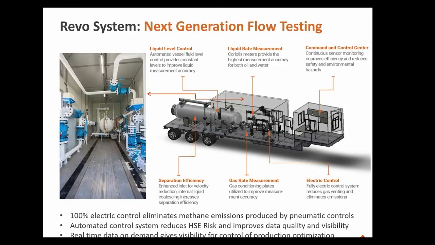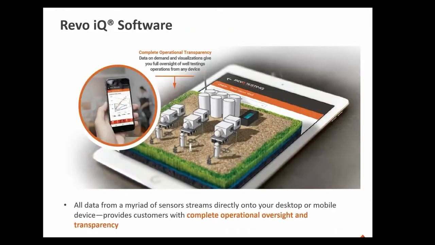Just real quickly, this is our equipment. It is 100% electrically controlled, which eliminates all methane emissions. We don't use pneumatic controls. It's got an automated control system to reduce HSE risk, and we've got real-time data on demand, which gives visibility and control of production optimization.